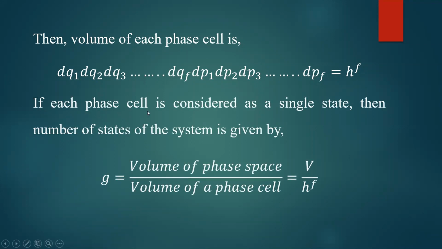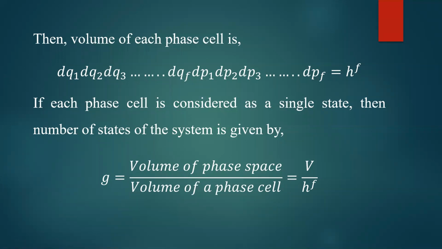Suppose each phase cell is considered as a single state of the system, then the number of possible states of the system is given by g is equal to the total volume of the phase space divided by the volume of the phase cell. Okay, that will give you the total number of cells present in the phase space.